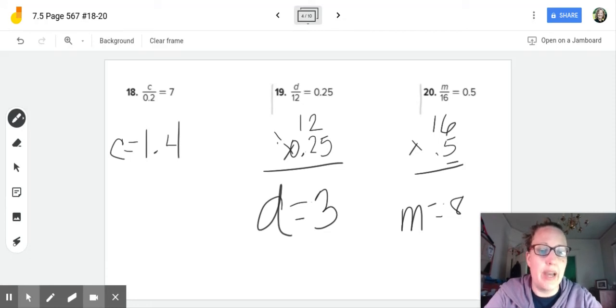Okay, so go back. Put an 8 in for M. What's 8/16? That's the same as a half, which is the same as 0.5 or 5/10, right? Go back, put the 3 in for the D. 3/12 is the same as 1/4, and 1/4 is the same as 25/100. Boom. Okay, 1.4 divided by 2/10 is totally equal to 7.